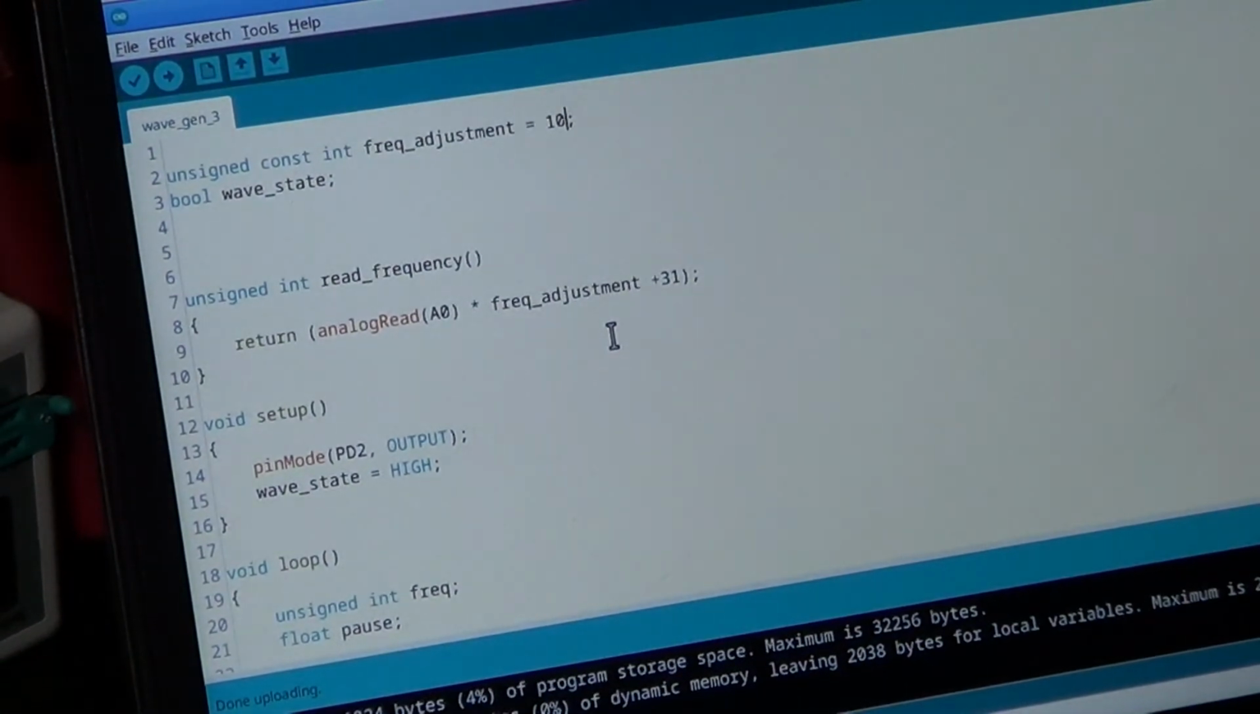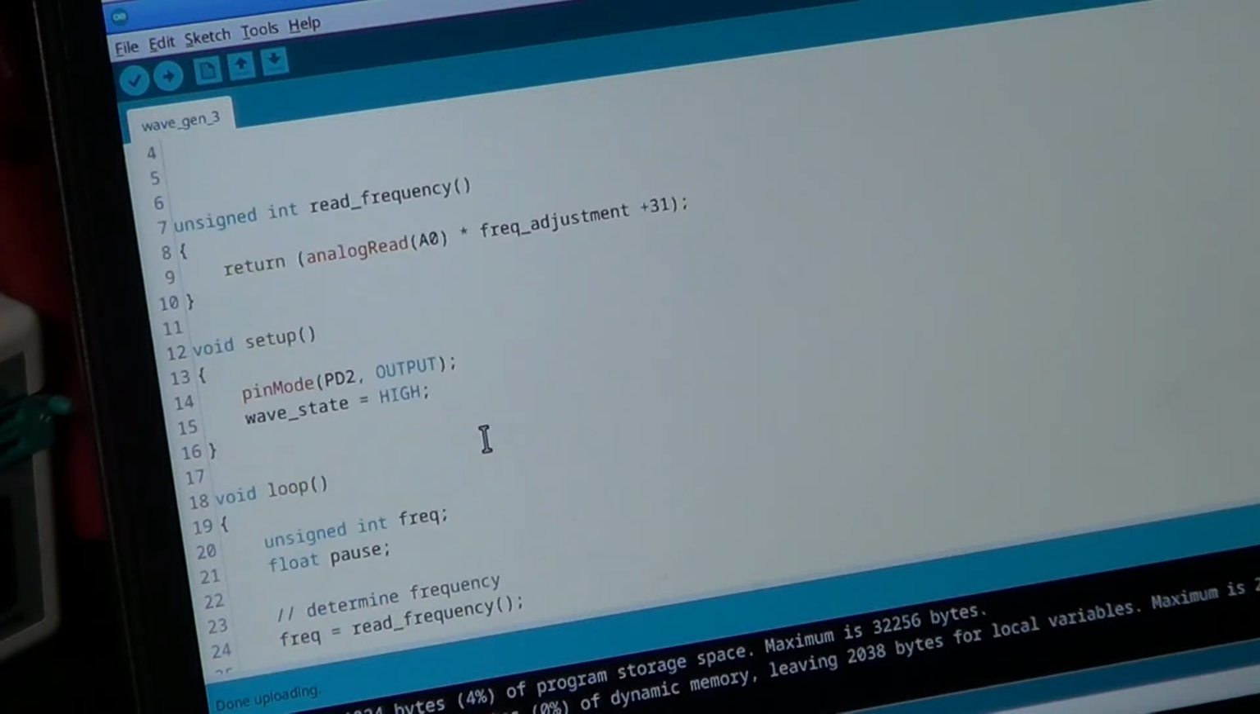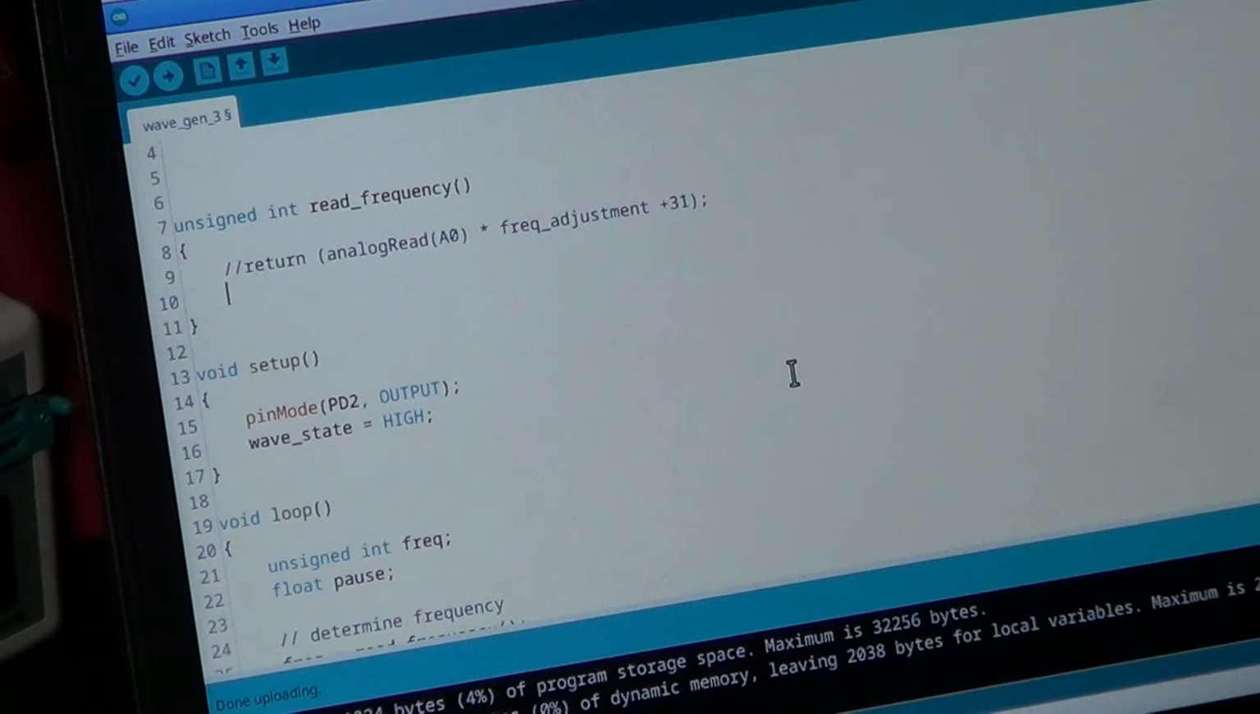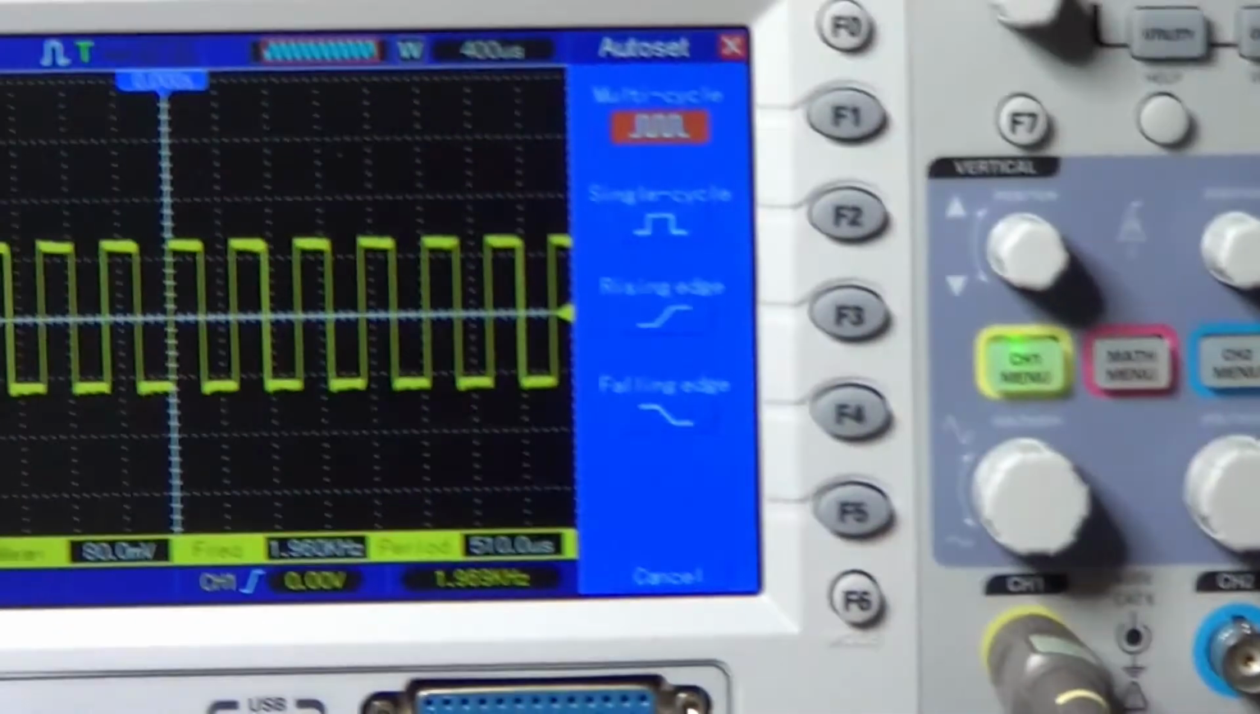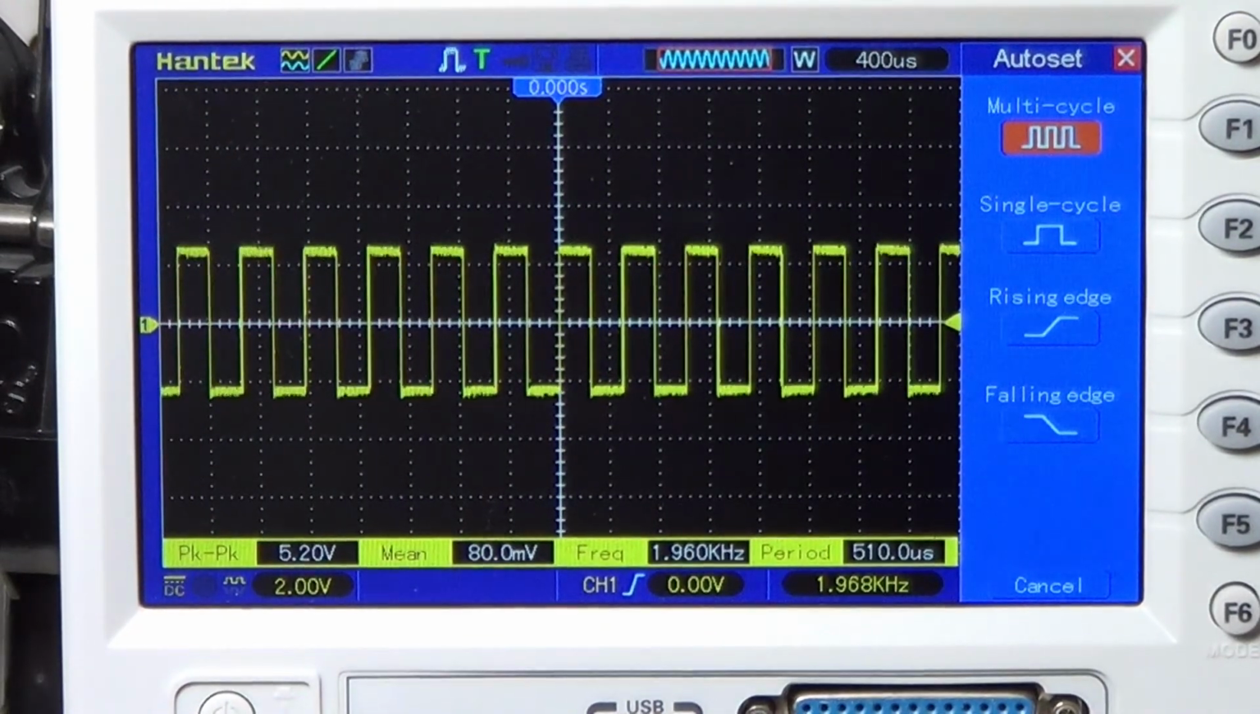So let's see what we can do with this. Instead of adjusting the frequency, I'm going to do something like this. I'm going to comment out this line, and I'm going to add a new return value with a maximum frequency, let's say this time of 4 kHz. There we go. Let's see what happens now. So, build and upload. Done uploading. Oh, look what happened. We are stuck at 9.67 kHz. We are not even at 2 kHz.